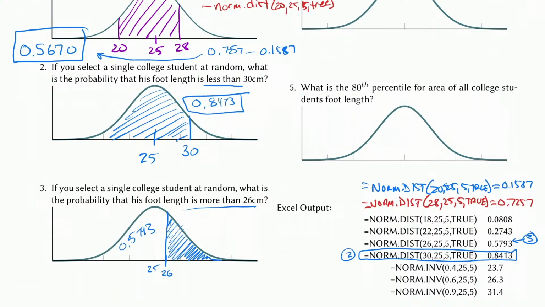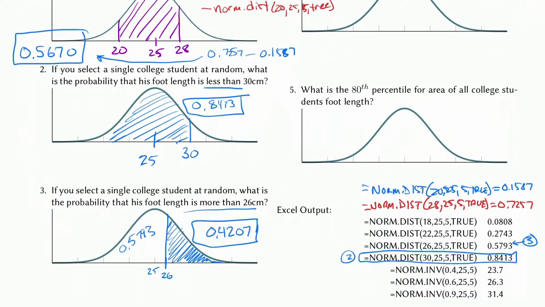So more than will be the balance, the rest of the people. So do 100% minus that, or 1 minus 0.5793. And you got it. 0.4207 is the answer. 0.4207 is the correct answer there. So yeah, I apologize for apparently not putting anything on the list that I should have. Yeah, the 80th percentile isn't there either, sadly.